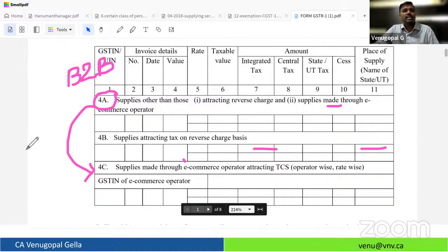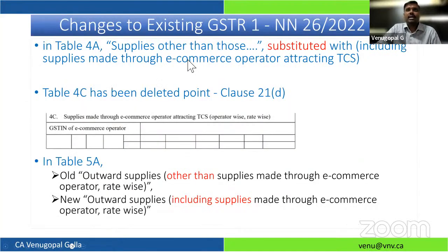So what is the change that has happened? Now the portal said that the supplies other than those is substituted with including supplies made through e-commerce operator. So now my 4A is the gross value of the supplies that I'm making, including supplies through an e-commerce operator. Please note, this is a change that has happened: including the supplies through e-commerce operators, I am reporting.